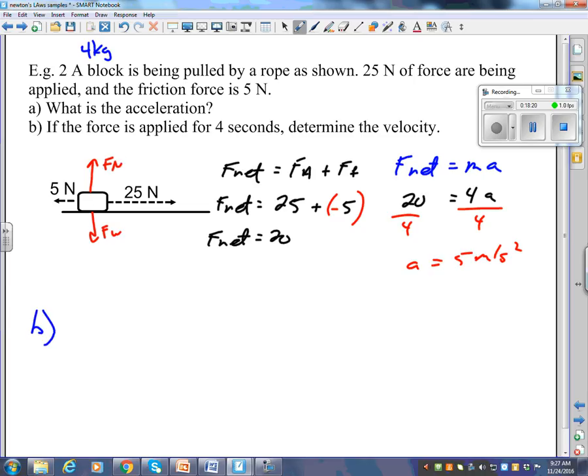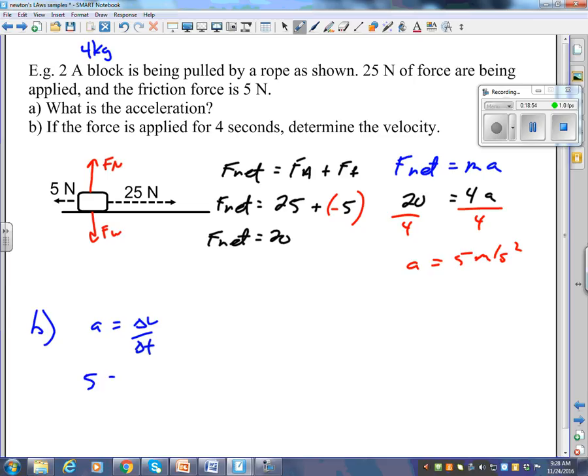So part B now. Here's the kinematics part. Here's the part where you get the redo on your test, because a question like this also appeared on the previous one, but it's your job to find it. If the force is applied for 4 seconds, determine the velocity. Acceleration and time: a equals delta v over delta t. I can find the change in velocity, can't I?